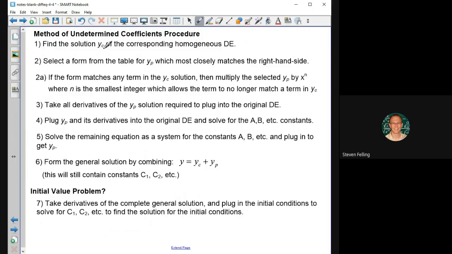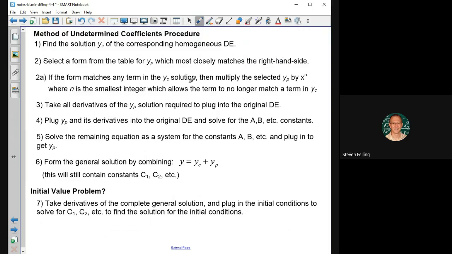First, we're going to find YC, which is the solution of the corresponding homogeneous differential equation. So we temporarily set the right-hand side to 0 and solve that using any methods that we already know. And then for the particular part, we're going to select a form from the table that most closely matches the right-hand side.